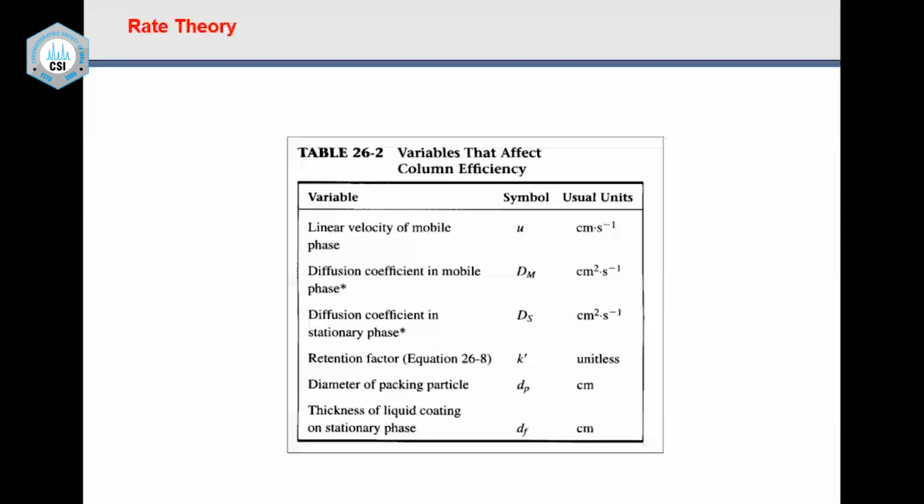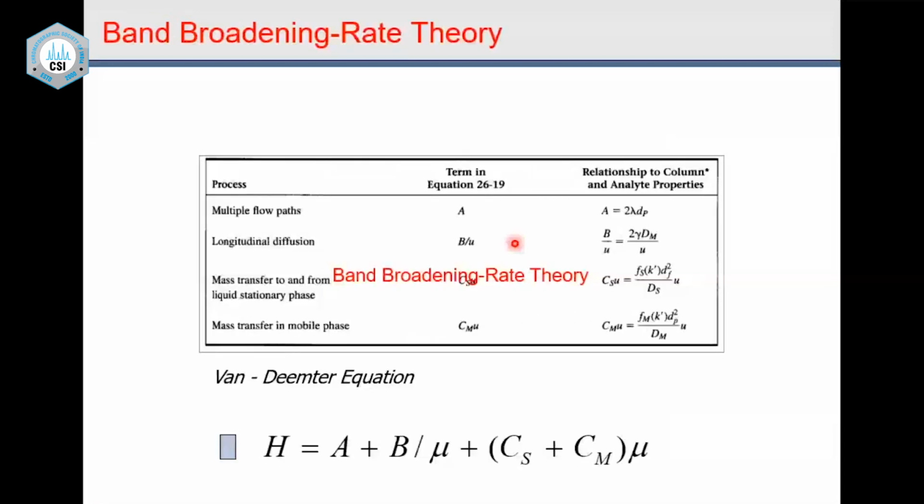Then they calculated there are 4 variables which can tell us about the kind of separation which can occur on the column, which are responsible for separation, and which can be responsible for giving us a low value of H. We want H to be lower, N should be higher. So H has to be lower. So this equation, which was developed by Van Deemter, has these terms A, B, CS and CM, and these terms are described here.